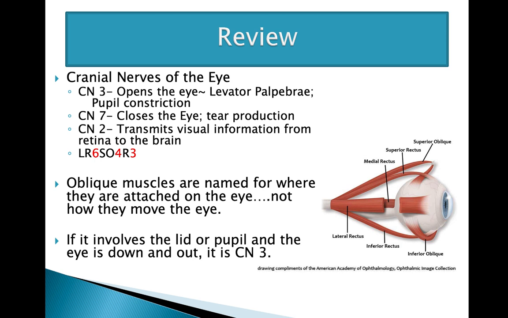And then finally, if you have a clinical scenario question and it involves abnormality of the lid or the pupil and the eye is down and out, it's cranial nerve 3 until proven otherwise. So if any kind of scenario question comes to you, there's a lid drooping, abnormality in the pupil, and the eye is down and out, it's cranial nerve 3.